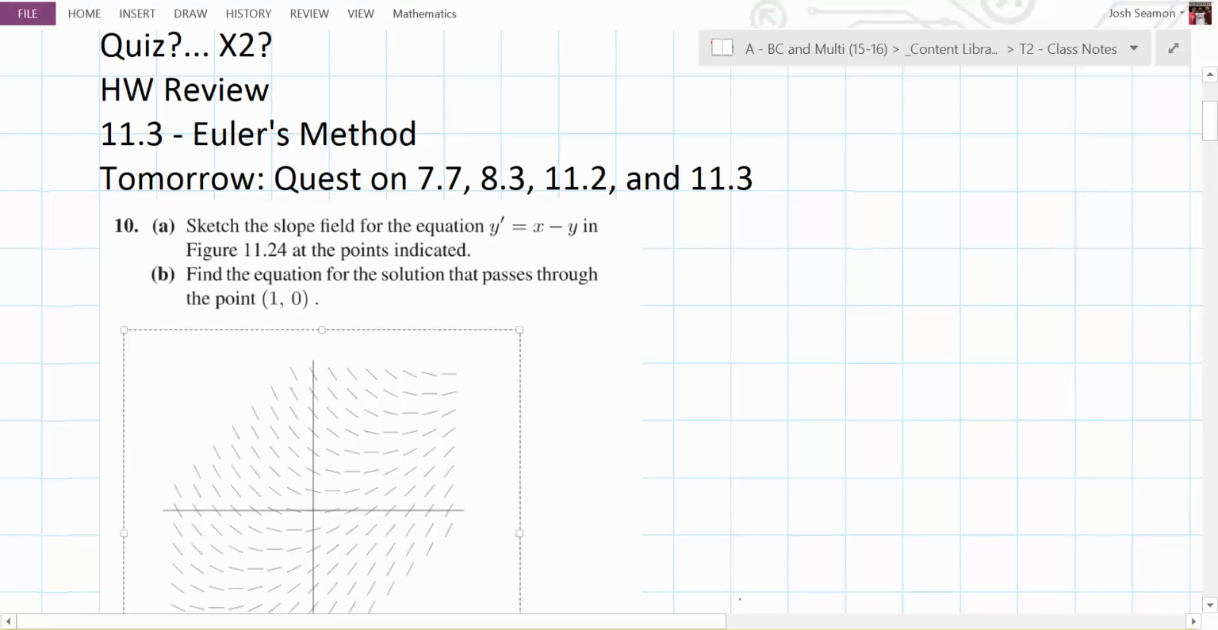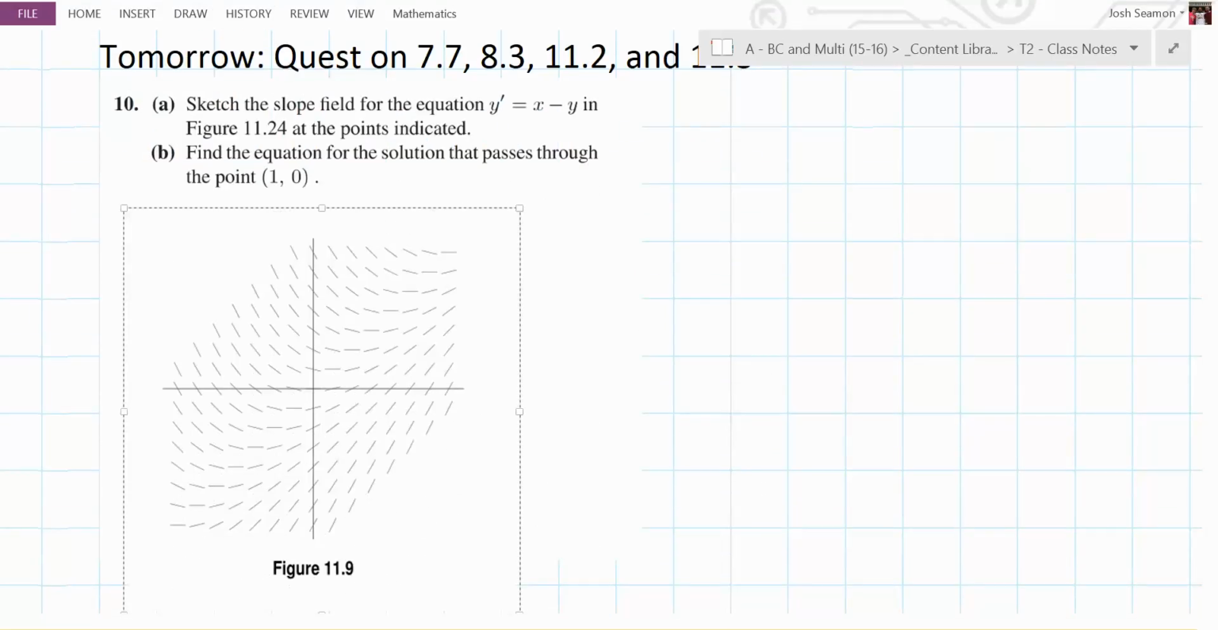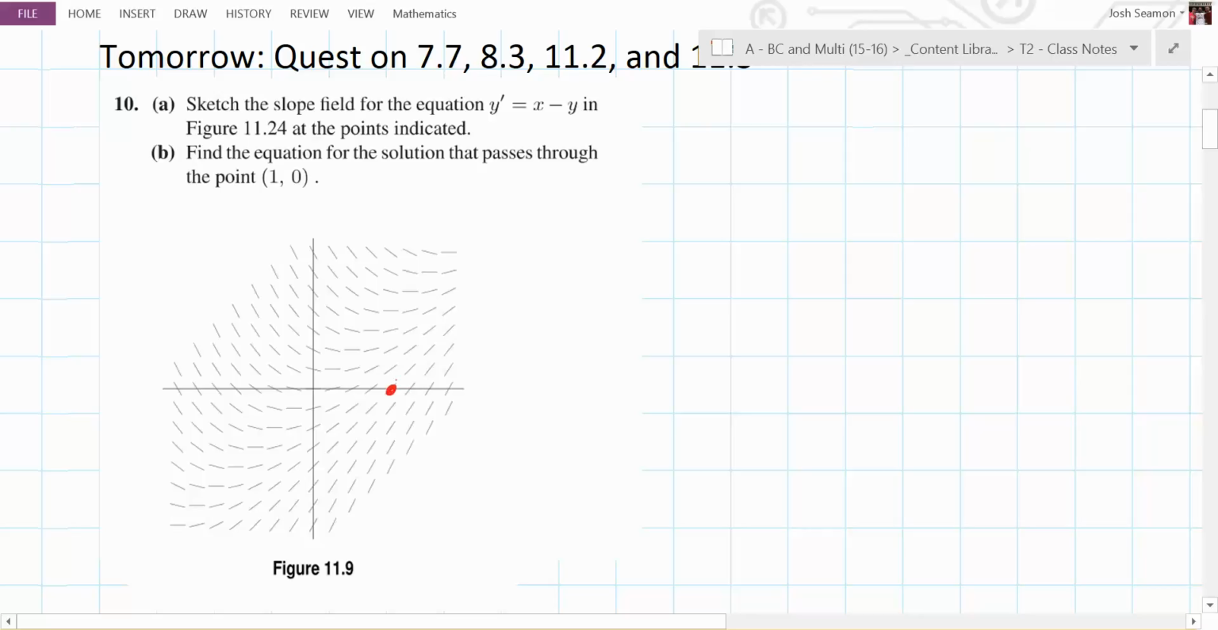Sure. Is that correct? So you could sketch it if you wanted to, right? Where's 1, 0? Let's sketch it. 1, 0. I don't know where 1, 0 is. x is 1, so it's right about there. I think that's 1. Is that correct? That's 1 on that graph, right? When you make your slope field, that's where 1 is.